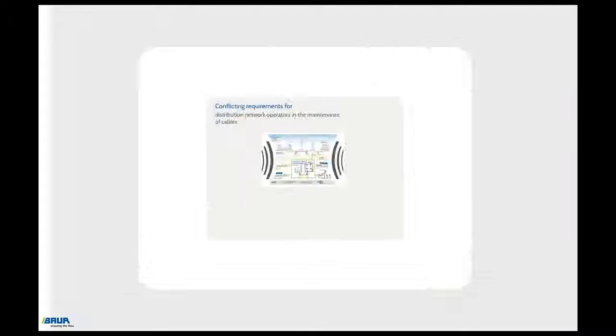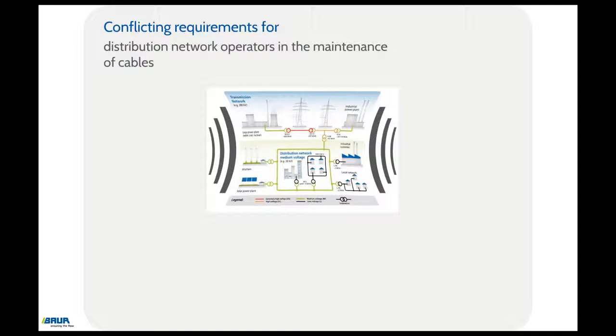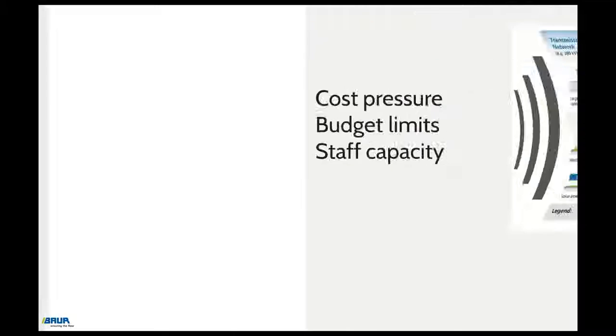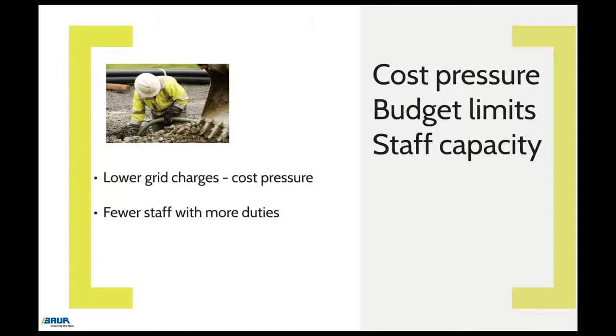Every network operator understands the importance of cable networks. When planning the maintenance for these networks, distribution network operators have to manage the conflicting requirements of scarce resources, high standards in terms of security of supply, and the issue of networks that are becoming older and more complex. On the one hand, the budget available for maintenance is being steadily eroded, and on the other hand, lower grid charges caused by deregulation are leading to higher pressure on the cost side.